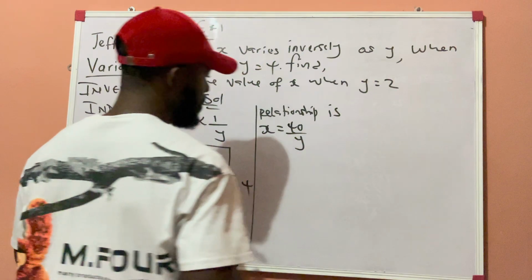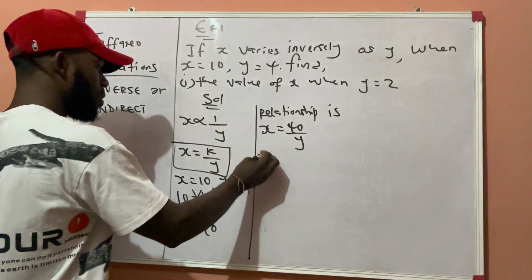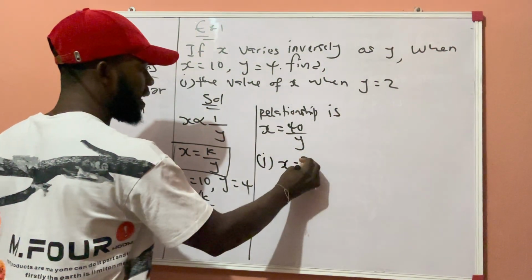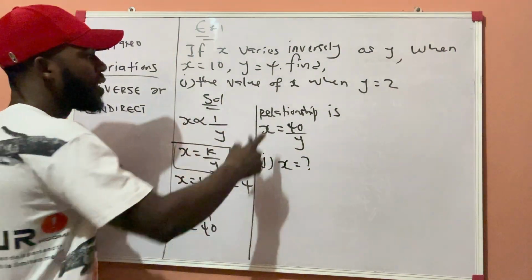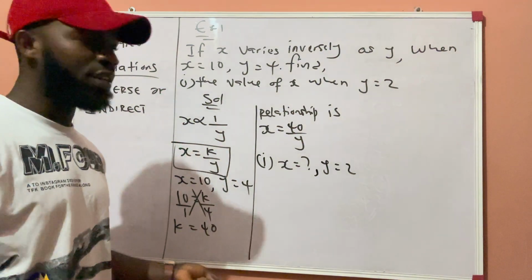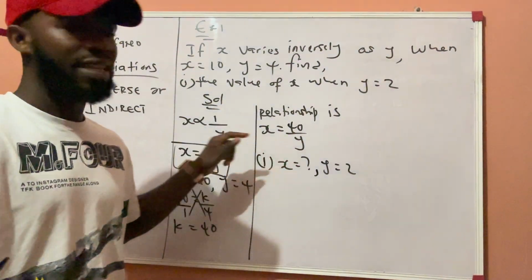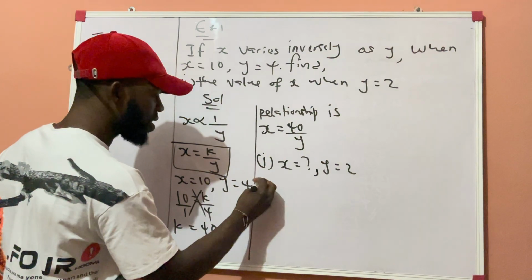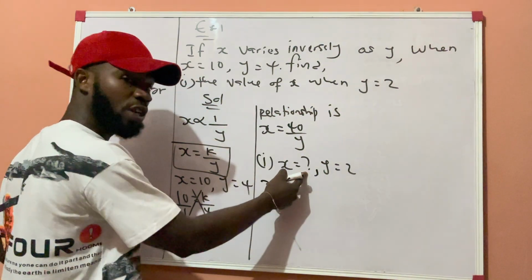Now, without wasting time, Roman figure 1. They said we should find x, meaning x is unknown. We don't know x. But they said when y is 2. Now, what do we do to solve this? We use the relationship to solve this math. It means anywhere I see x, I still give x because I don't know the value of x.